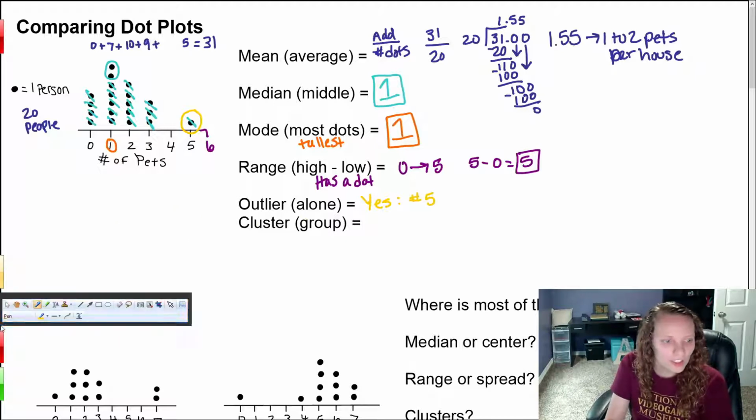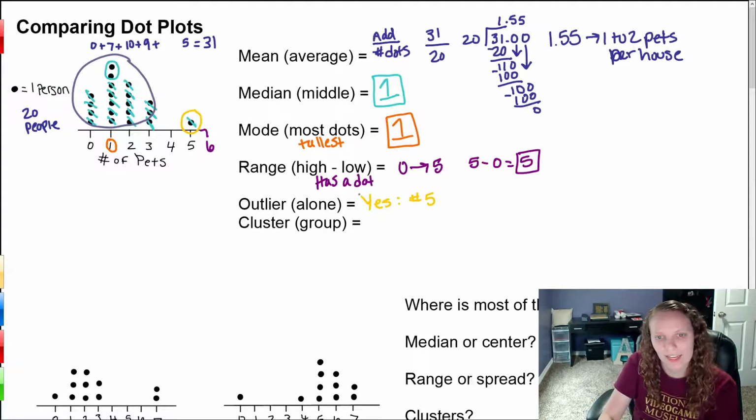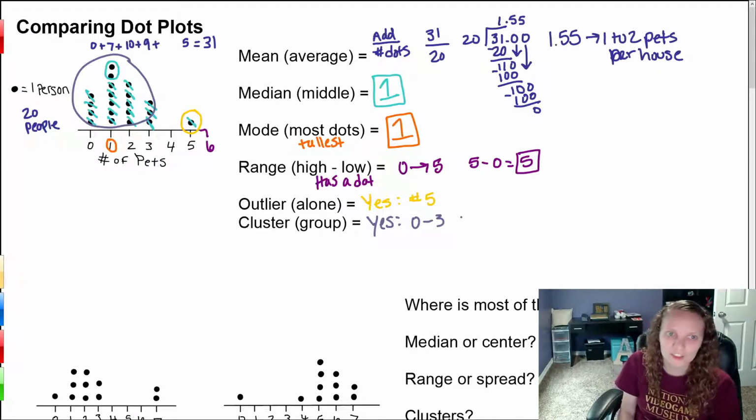A cluster is a group of points. I do see a cluster. The rest of these points are tightly grouped together. So yes, there is a cluster from 0 to 3 pets. So most people said, okay, we have 0 to 3 pets at our home. There was one person that's an outlier that said, oh, we have 5 pets.